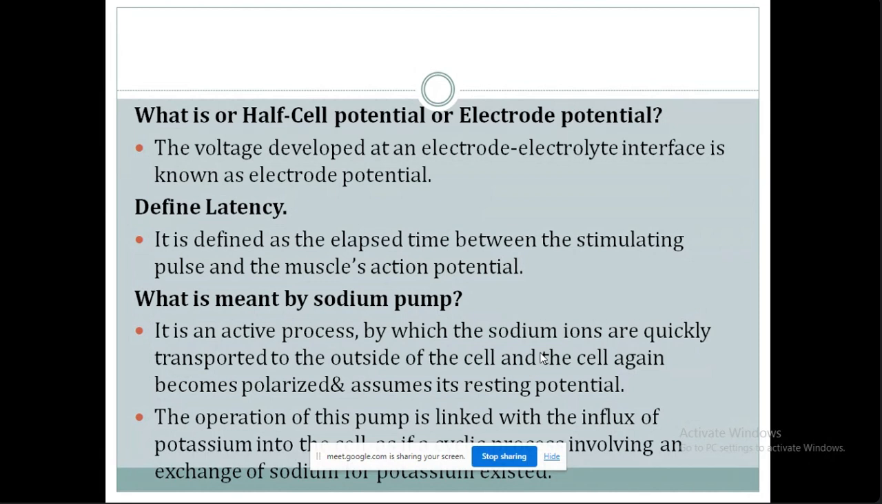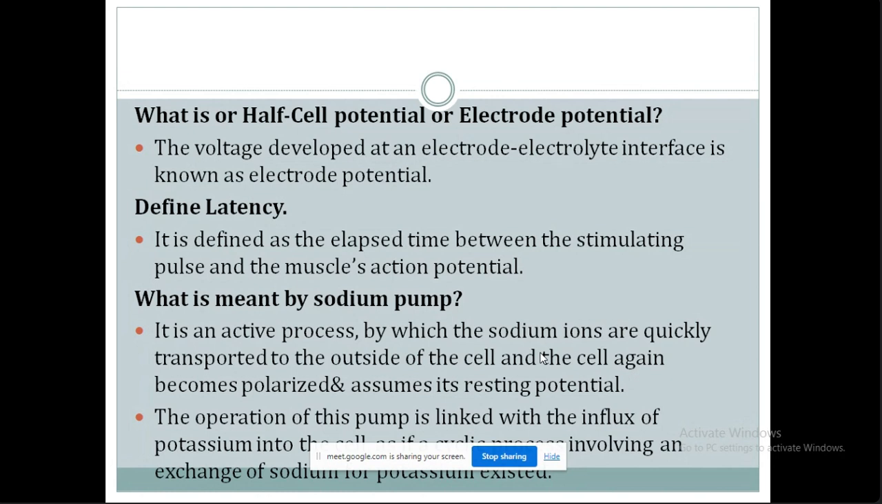This arrangement is called the electrical double layer. If there is no net transfer of charge at the metal electrolyte interface, it is called a perfectly polarized electrode. In the same way, when there is free exchange of charge across the metal electrolyte interface, it is called perfectly non-polarized. These are the things that occur in this electrode potential.